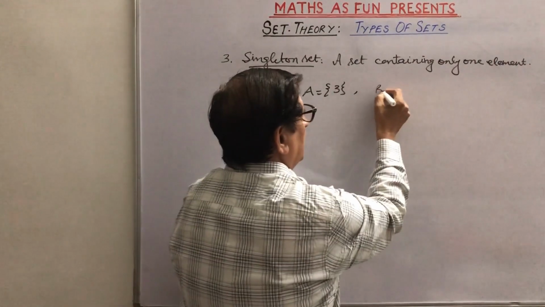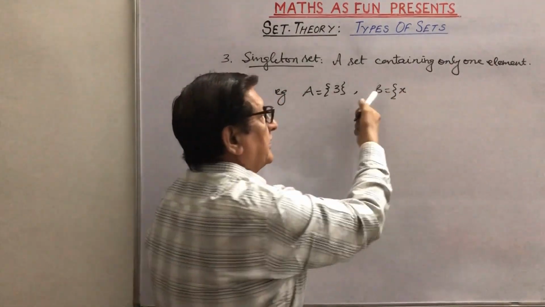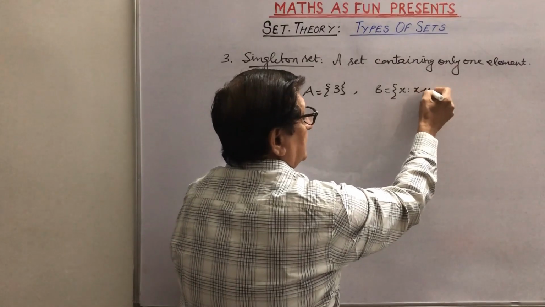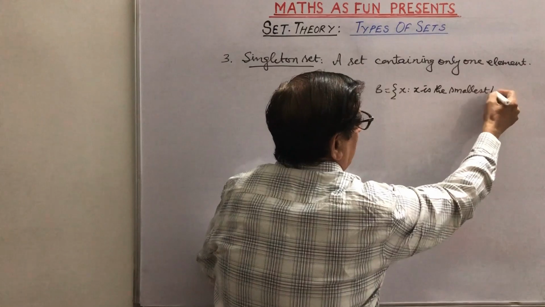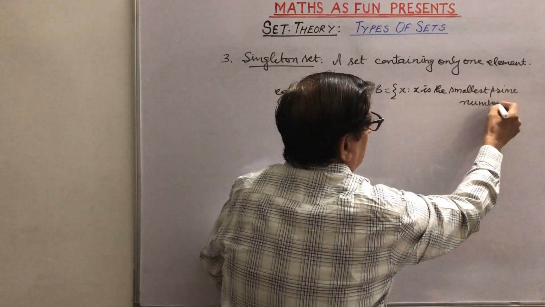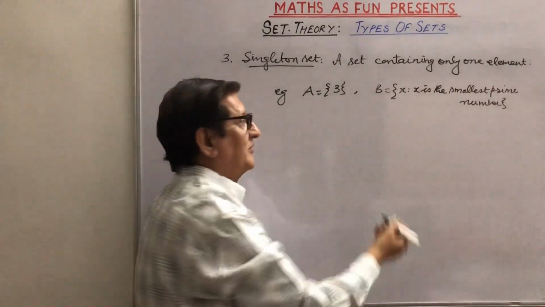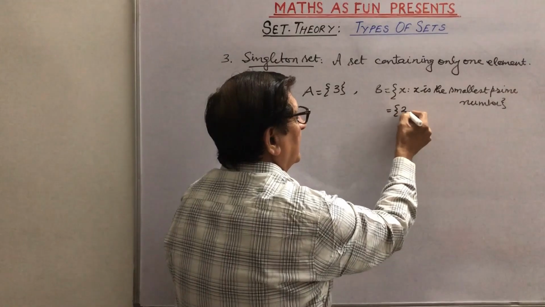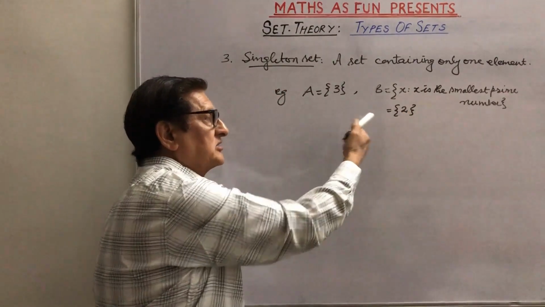Another example we may have, suppose this is given in the set builder form: x such that x is the smallest prime number. We know the smallest prime number is 2. So this will contain only one element, that is 2. So it is also a singleton set.